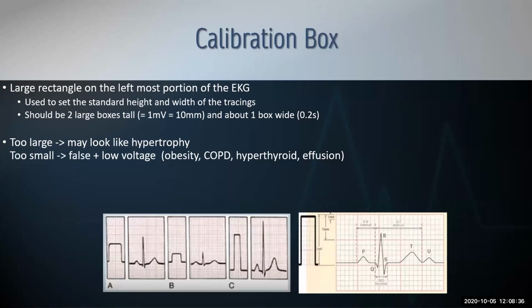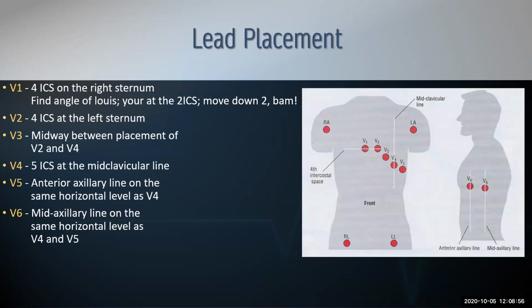Oh, and I should say too, it's not just going to be for effusions. If someone has obesity or COPD, where you're going to have a lot of distance, that's going to diminish the ability of those leads or electrodes to sense the electricity. Just think, the more distance or material, whether it's fat, for that electricity to travel through, then it can appear to be low voltage as well.